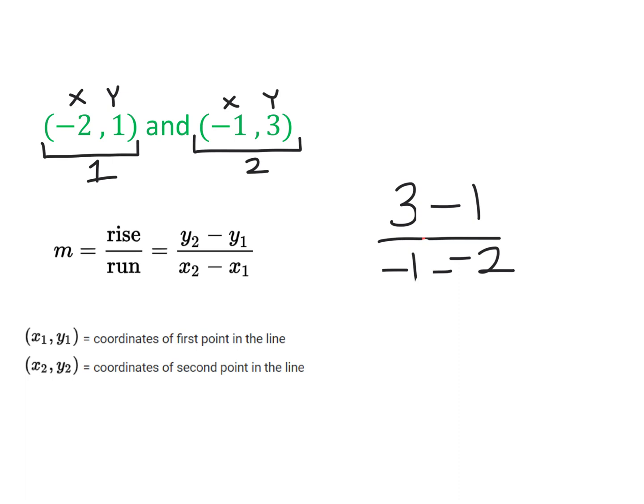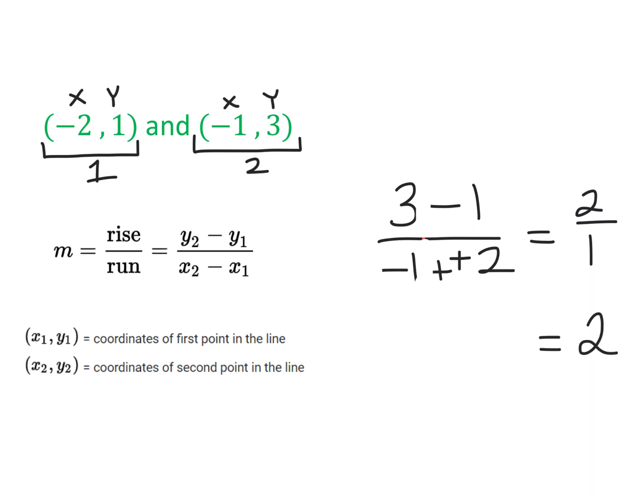3 minus 1, that's a 2. 1 minus -2, and I'm going to do the keep it, change it. Looks like that is going to become a positive 1. Alrighty. Now, usually slope we leave as an improper fraction, but if it can be turned into a whole number, we will do that. And so our slope is a slope of 2.